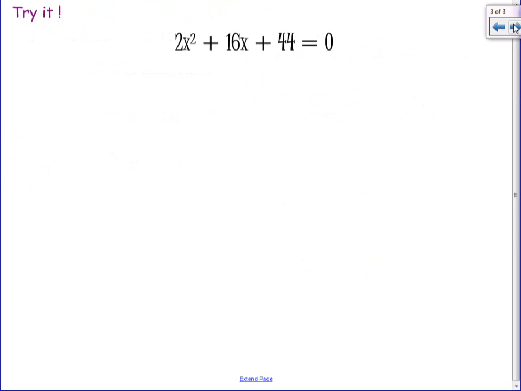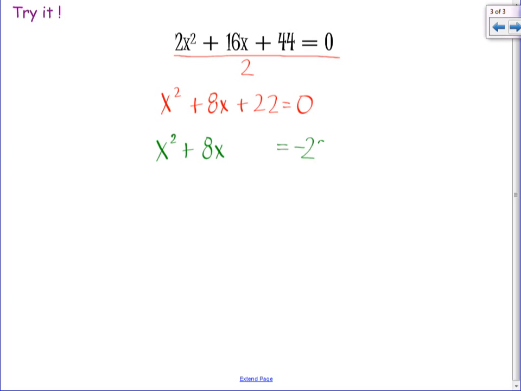Okay. So here's an example where we don't have a 1 in the front, so what should we do? Okay, so we're going to divide everything by that first coefficient, that a value. So now it's x squared plus 8x plus 22. And now we'll follow the steps for completing the square. Step 1 is to move c to the other side. So we've got x squared, but we're going to leave a space in that spot. So we subtracted 22.